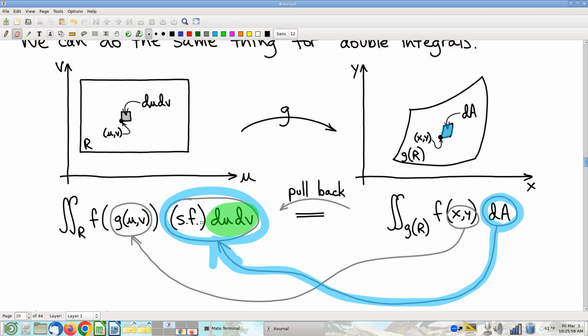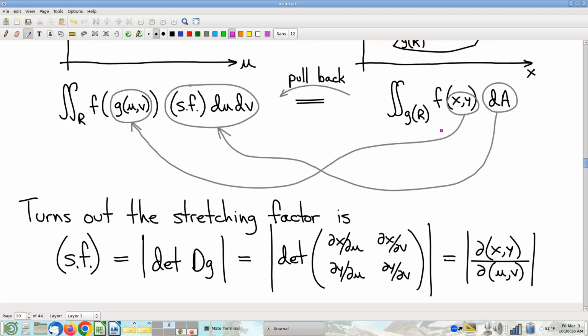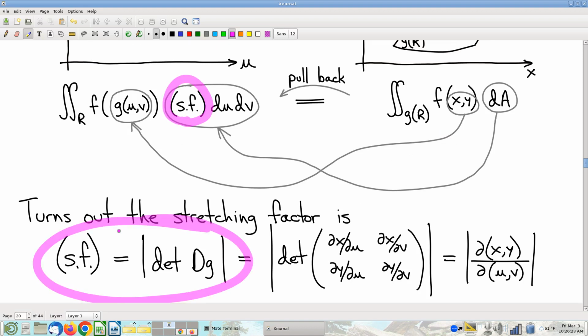There's enough going on as it is. I don't want to get distracted by computation. I want to keep the focus on the concept of the pullback and the concept of the stretching factor, and then we're going to start doing examples. We'll come back to prove the formula. Here's the formula for the stretching factor. The stretching factor is the absolute value of the determinant of the derivative matrix. So it turns out. For the moment, take my word for it.